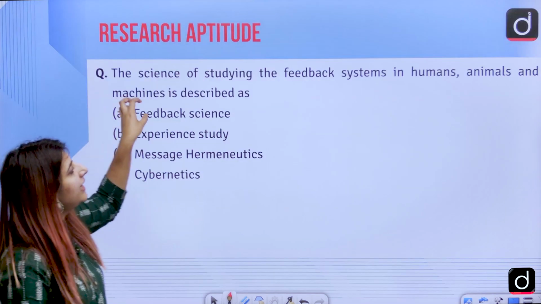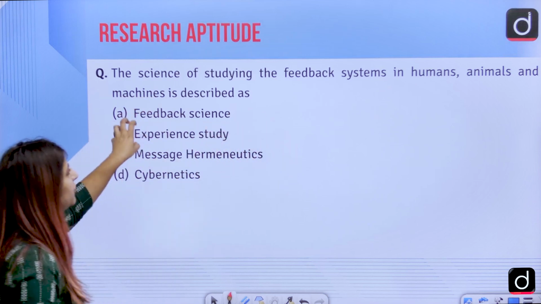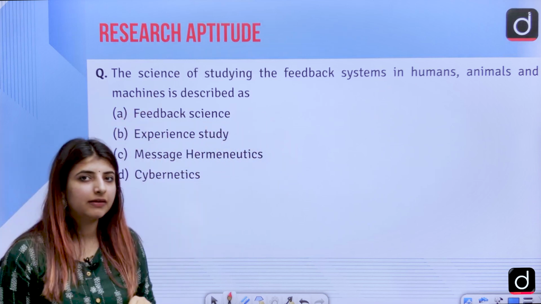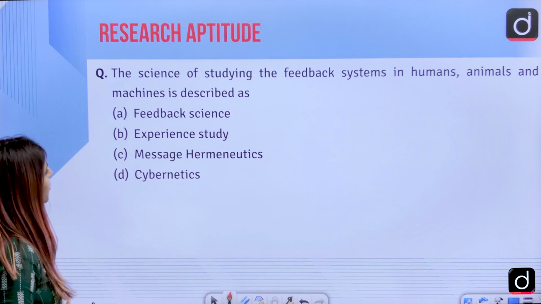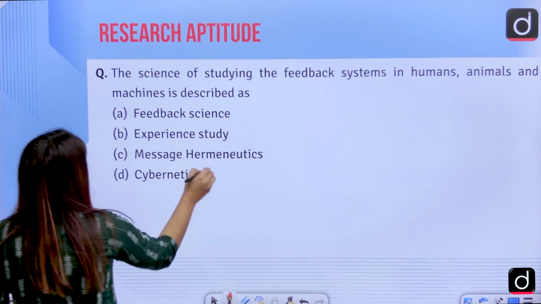Next: the science of studying the feedback systems in humans, animals, and machines is described as. The answer to this question is option D, that is cybernetics.